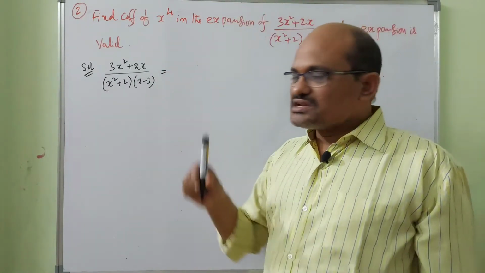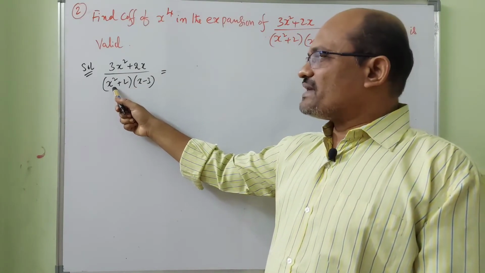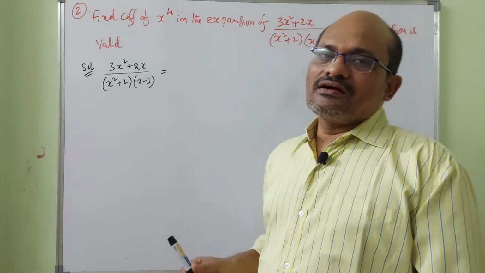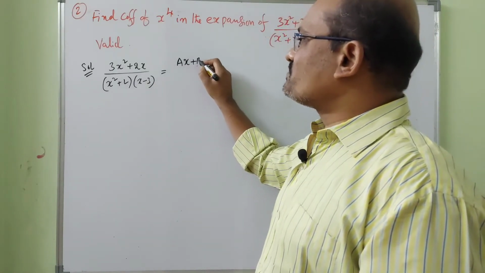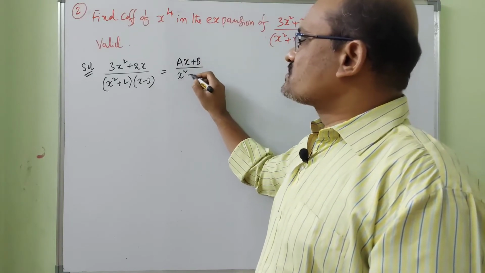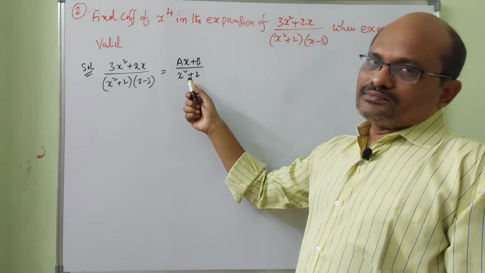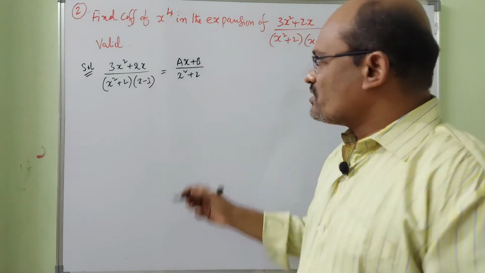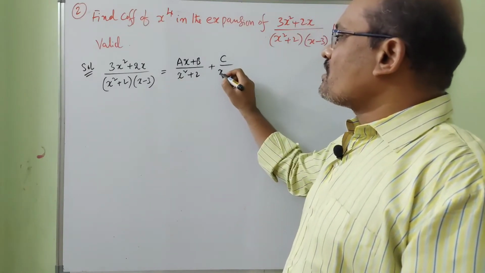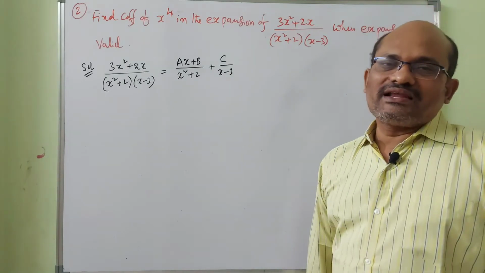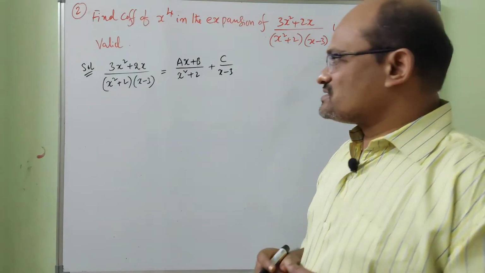This is a proper fraction. Look, the denominator contains a second degree irreducible factor and a first degree factor. So how to resolve? For the second degree factor you have to take ax plus b by x square plus 2, writing the denominator x square plus 2. Now for the linear factor you have to take another constant and write c by x minus 3. Now we have to find a, b, c to get the partial fractions.